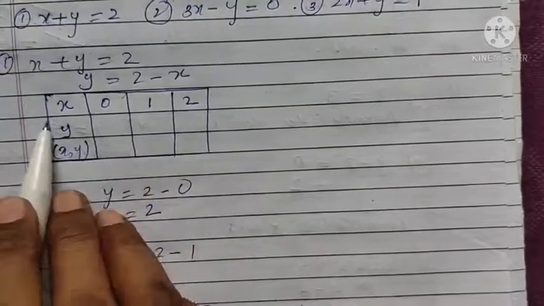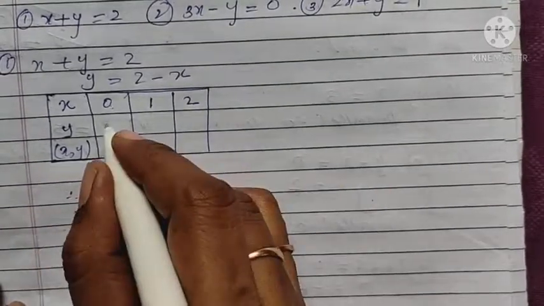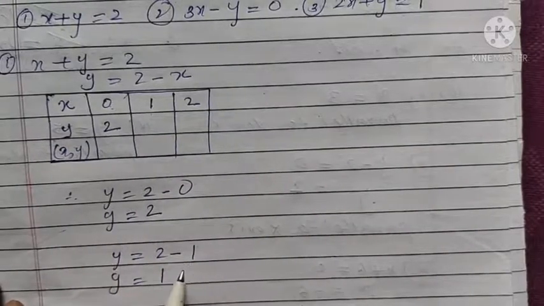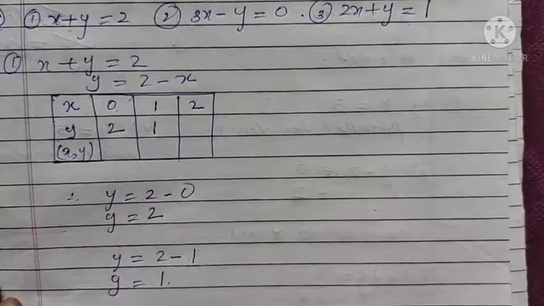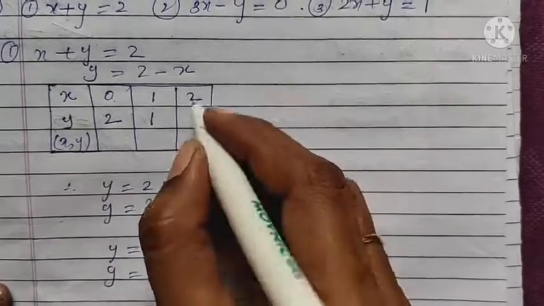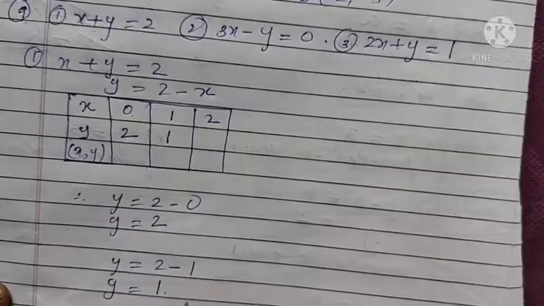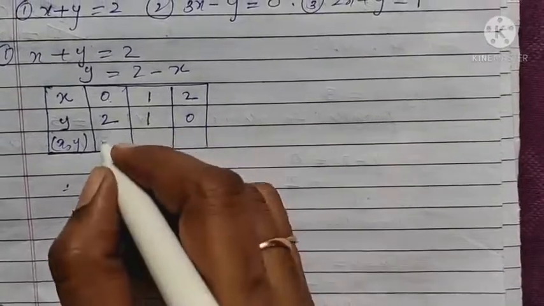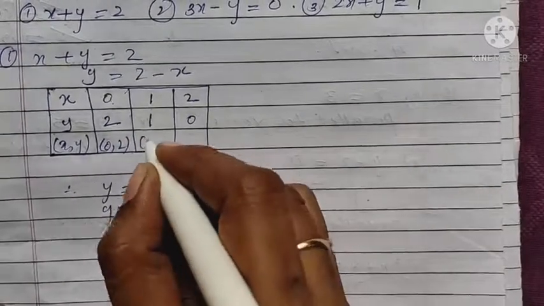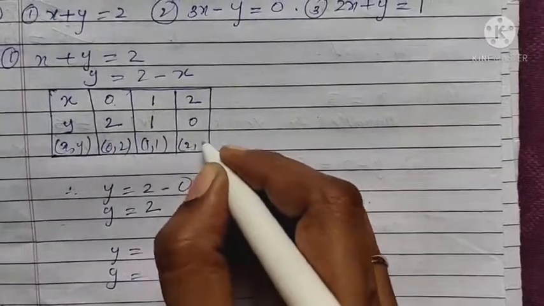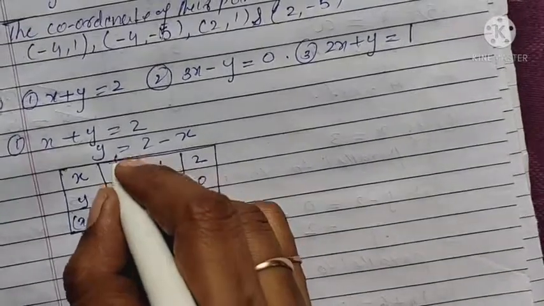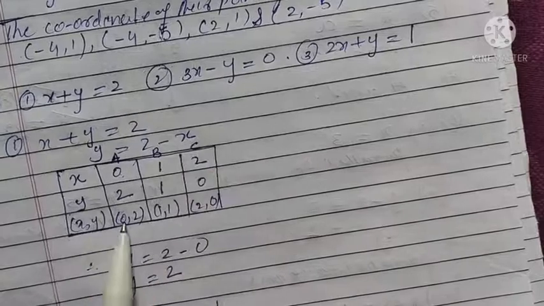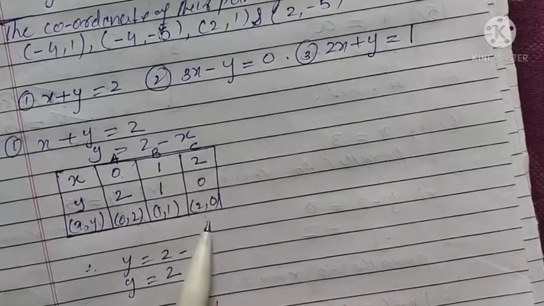If we take x value as 0, then we get y as 2. If we take x value as 1, then we get y as 1. If we take x value as 2, then we get y value as 0. So your coordinates are (0, 2), (1, 1), (2, 0). Give a name to these coordinates. I am giving the names A, B, C. This point is A, this point is B, this point is C.